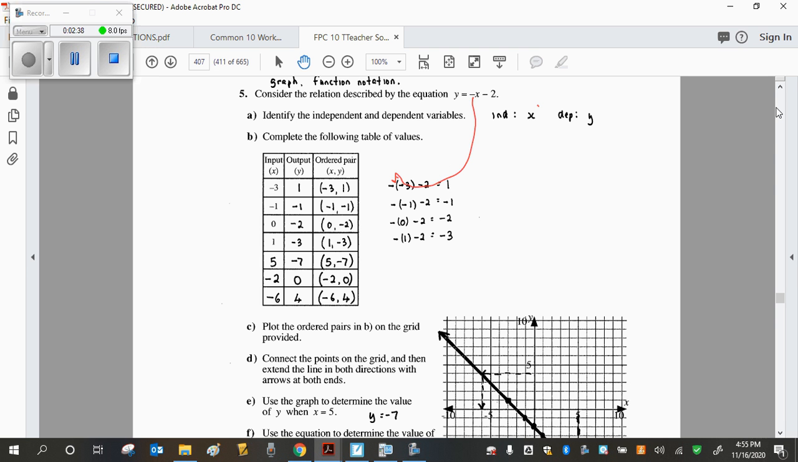Stay out in front, and then when your input is negative, you have to put another negative. So a negative negative is a positive 3. 3 subtract 2 is 1. And that's how you get all these values.